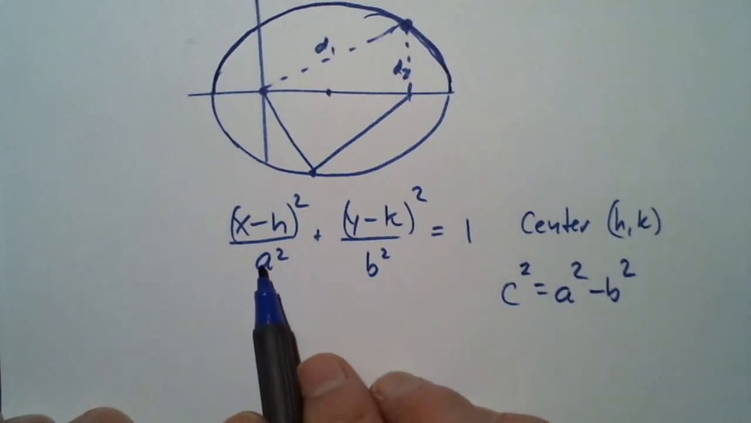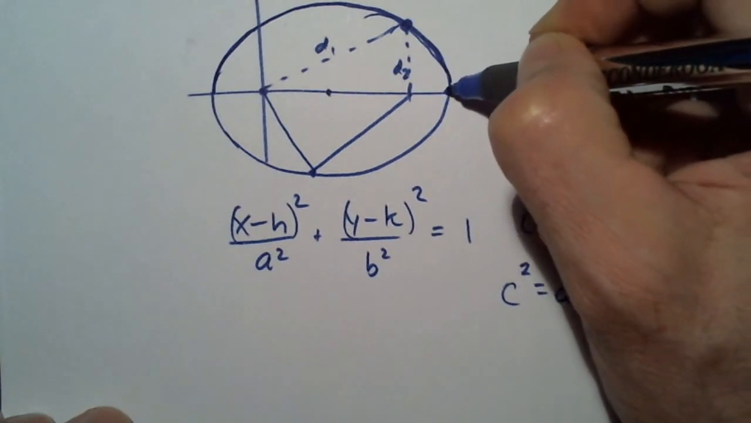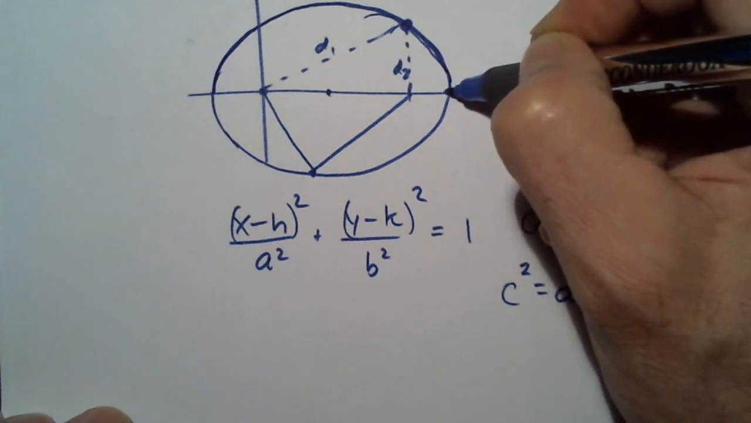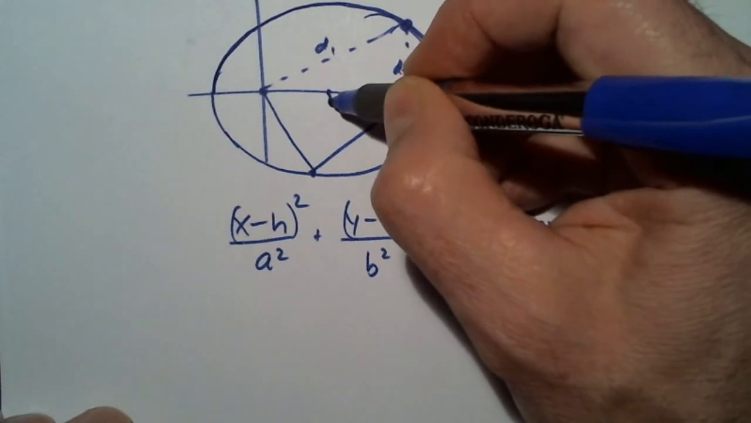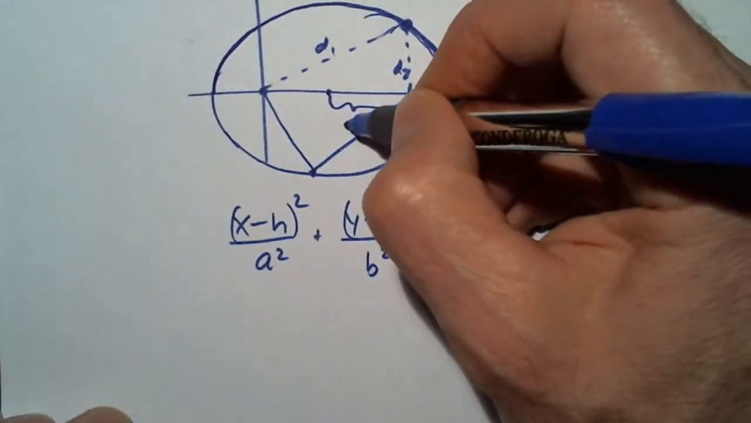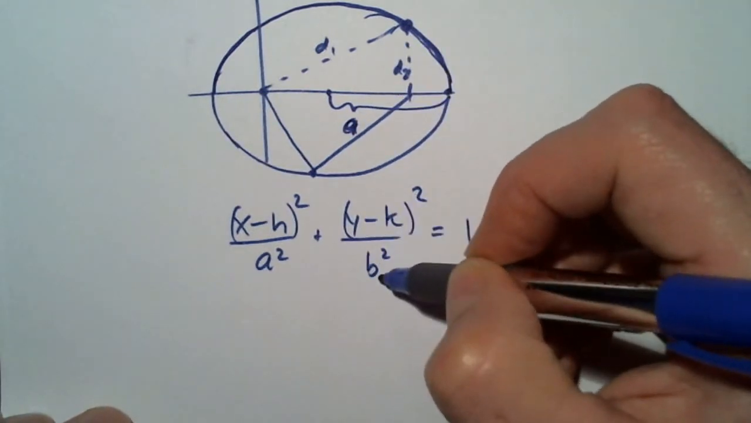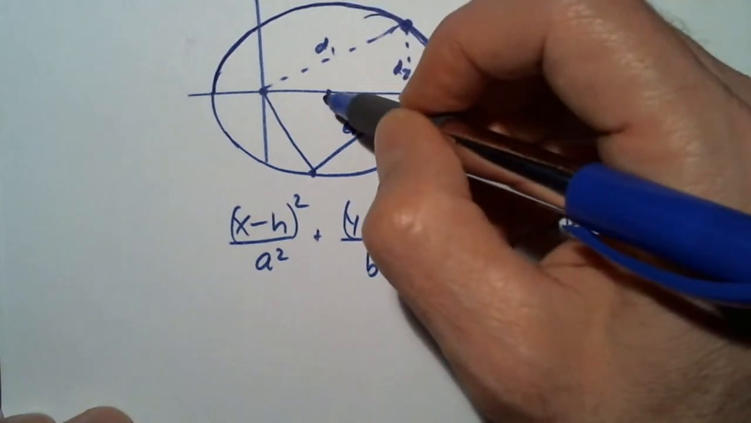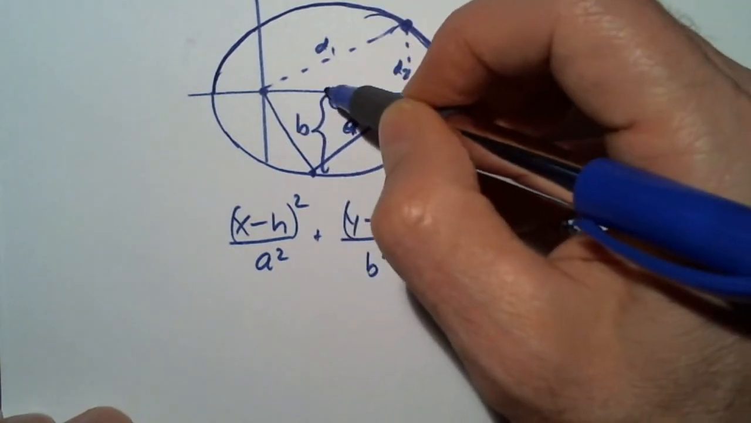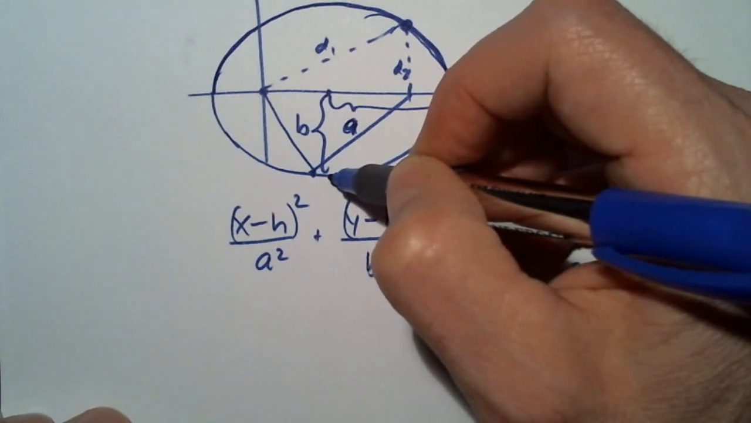And a is under the x, so that's a horizontal distance from the center to a vertex, to a point on the ellipse. From the center to the ellipse is a. We could go in each direction. And b is under the y, so that's a vertical distance, the distance from the center to a point on the ellipse.